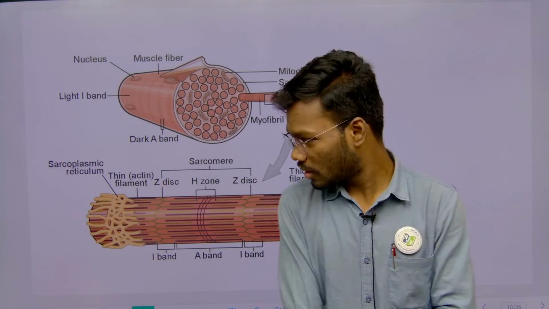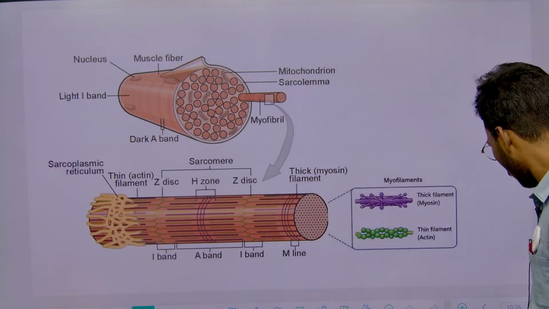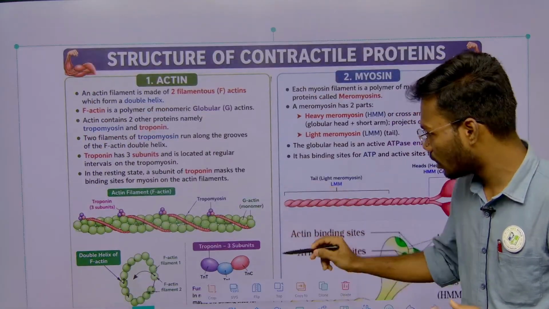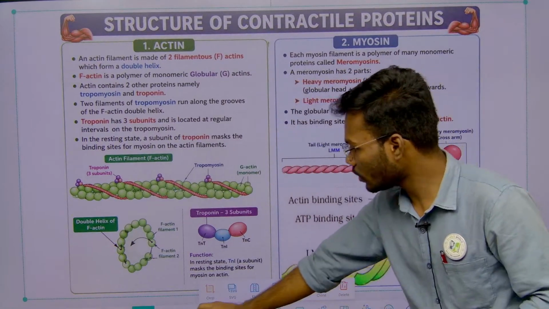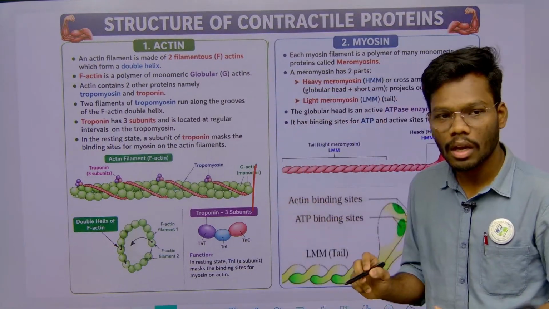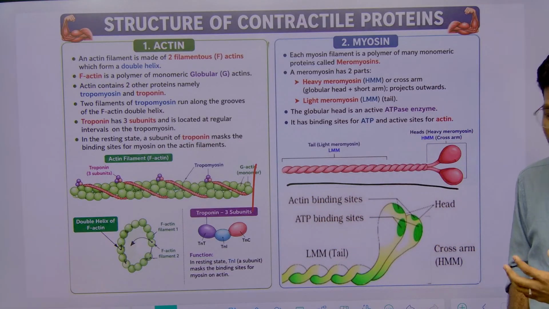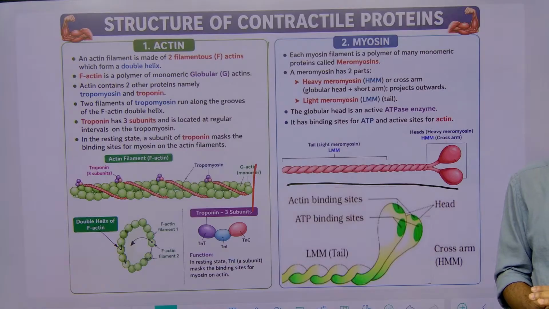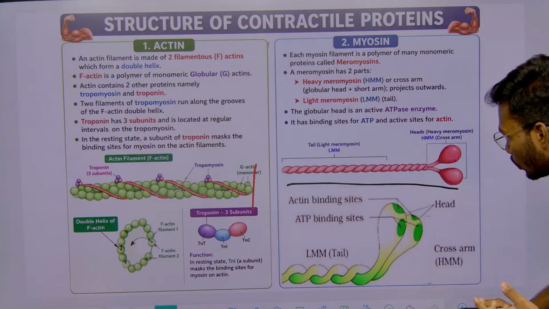Let's continue the class. Yesterday we discussed how the actin protein was formed and how the myosin was there. We discussed the entire structure of actin and myosin. Today we are going to discuss how muscle contraction happens. What is the mechanism behind that muscle contraction? We have to look at that.